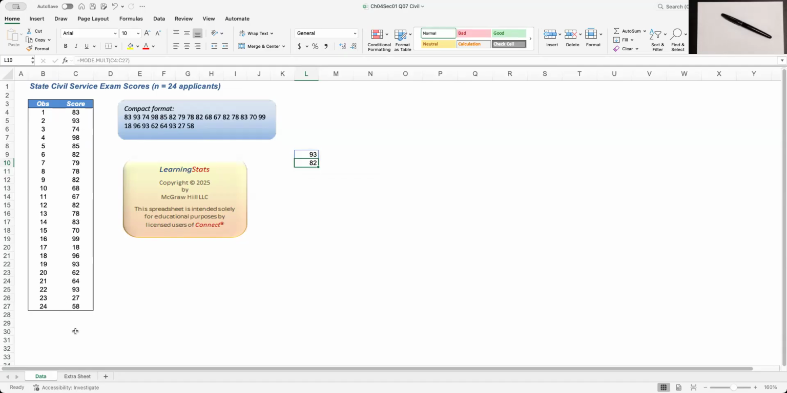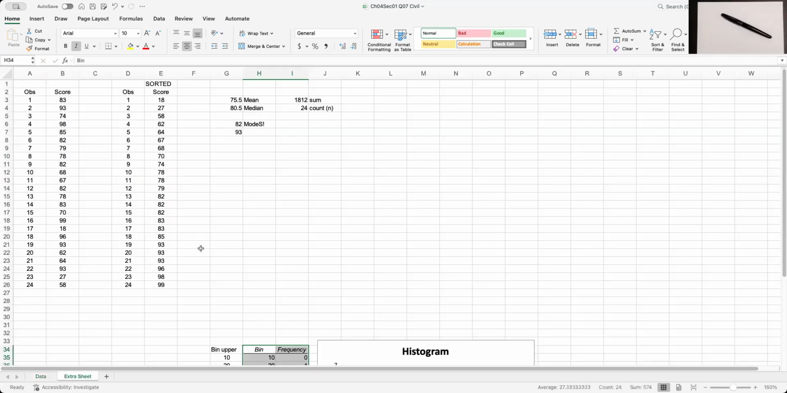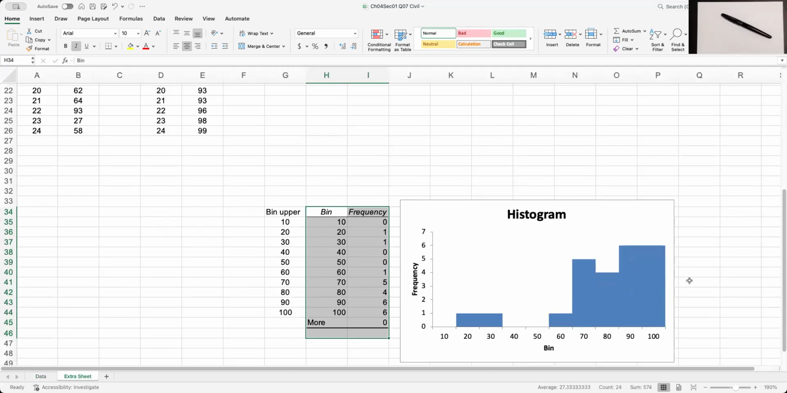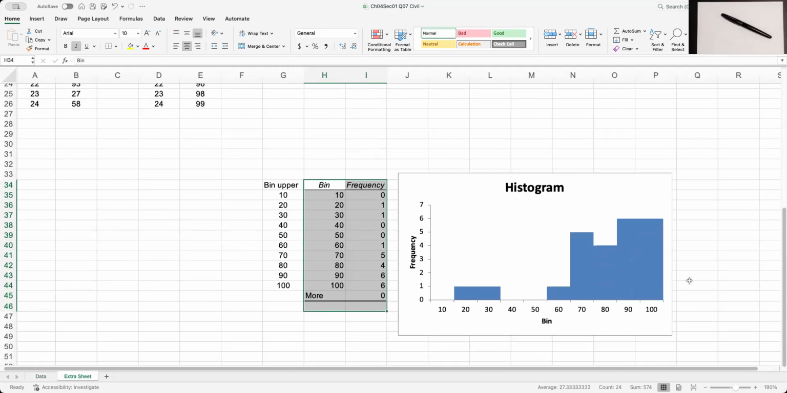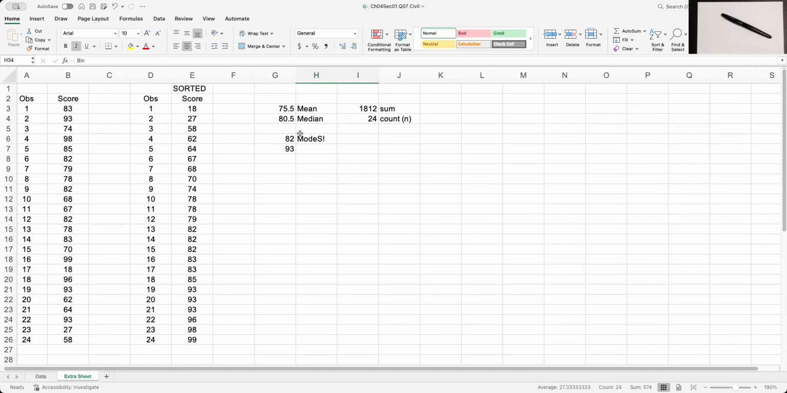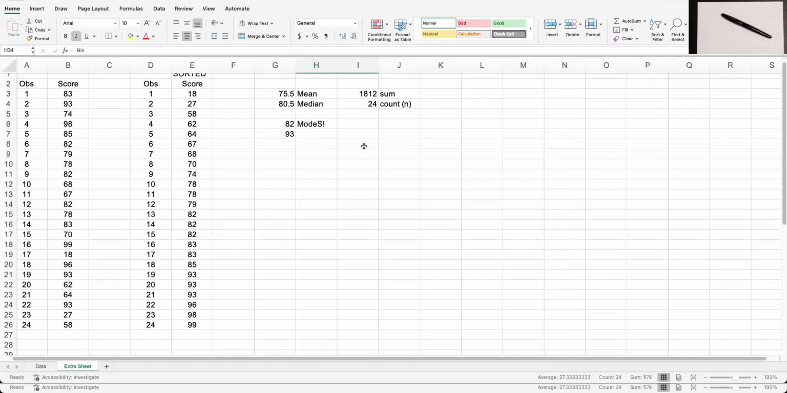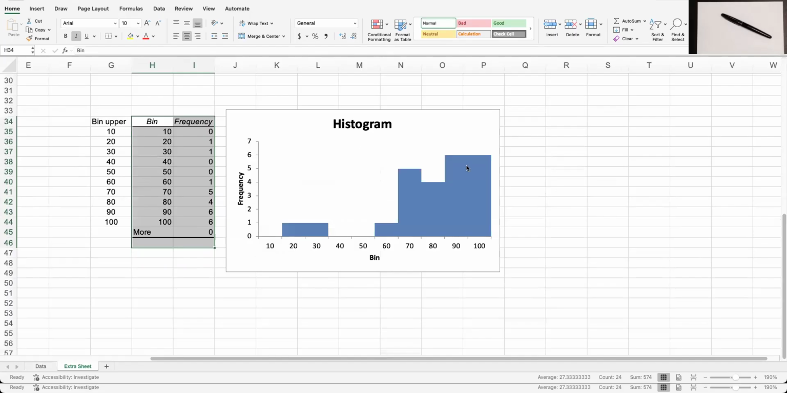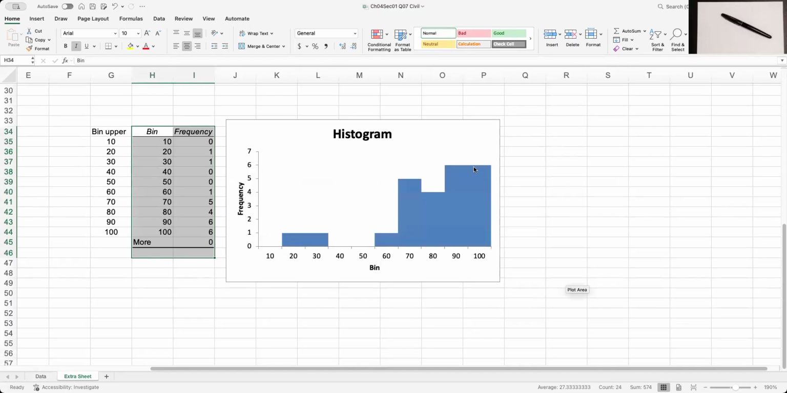I also previously down here had done the mean and the median and the modes, and my histogram down here. This histogram is set up by tens. By tens, I don't really see the bimodal nature because it's kind of jammed together up here. And my two modes, one was in the 80s, one was in the 90s. So having this tie, where's my picture? There, that makes sense.